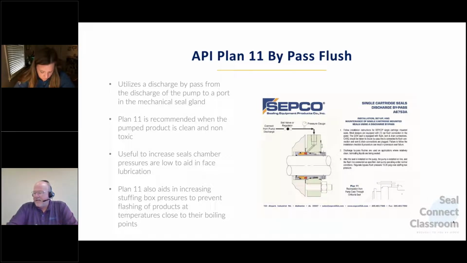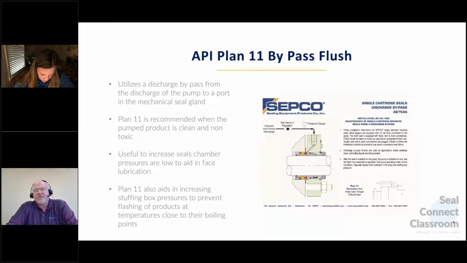API Plan 11. This is a very common plan that's used by the pump companies, and what it is, it's a bypass flush from the discharge of the pump into the gland of the seal to keep the environment around the seal clean and cool, and keep fluid moving through the stuffing box.